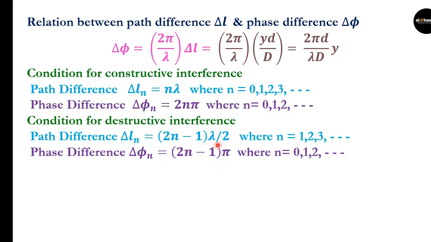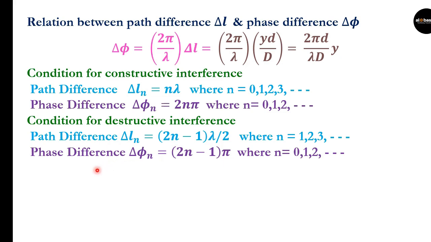If I am giving the conditions in terms of lambda by 2, it is an odd integral multiple of lambda by 2 and an odd integral multiple of pi. Here also, if I want to give the constructive condition in terms of lambda by 2, I say that it is an even integral multiple of lambda by 2 and an even integral multiple of pi. It depends on you how you want to keep it in your mind. These are the conditions for constructive and destructive interference in terms of path difference and phase difference.